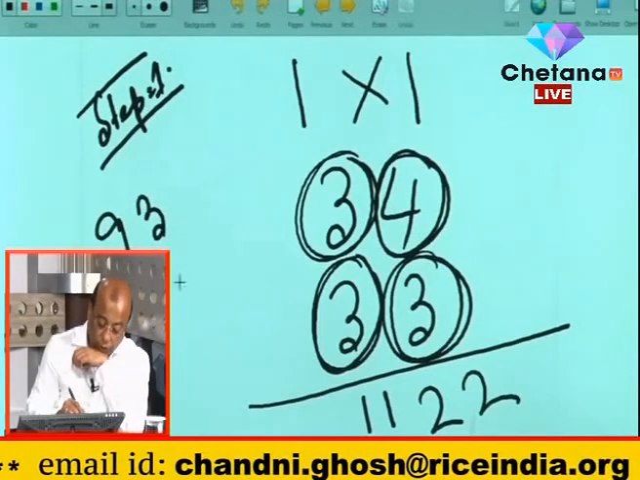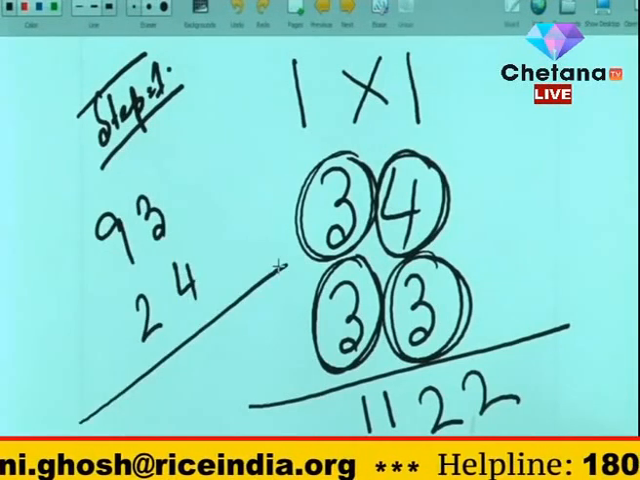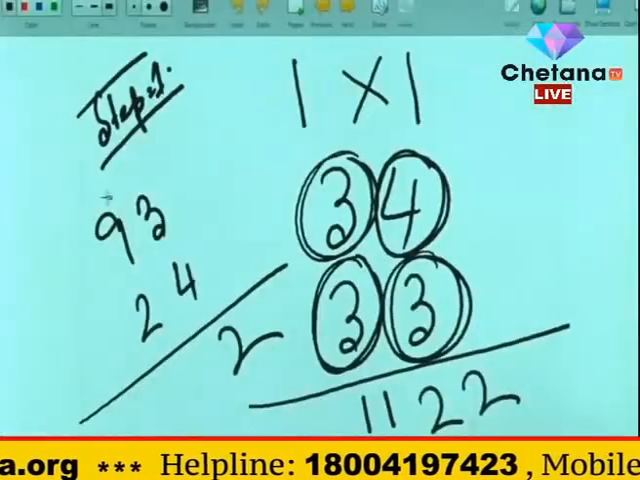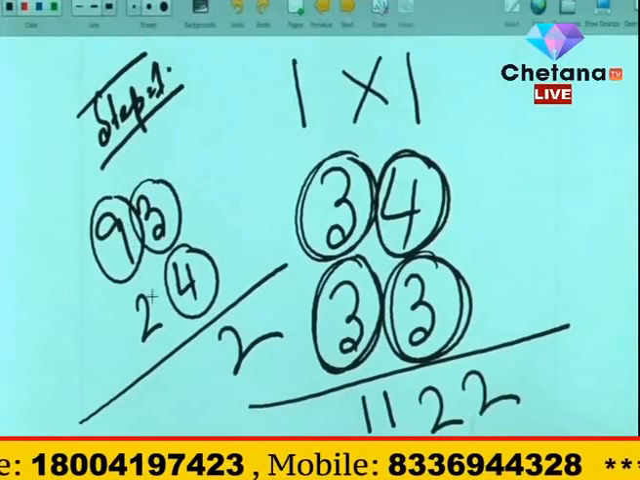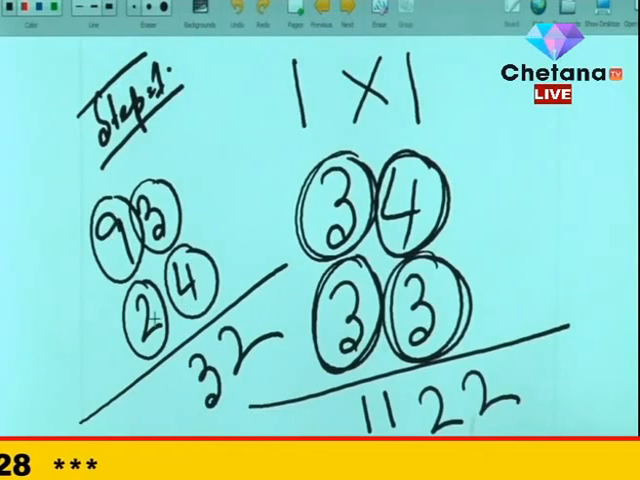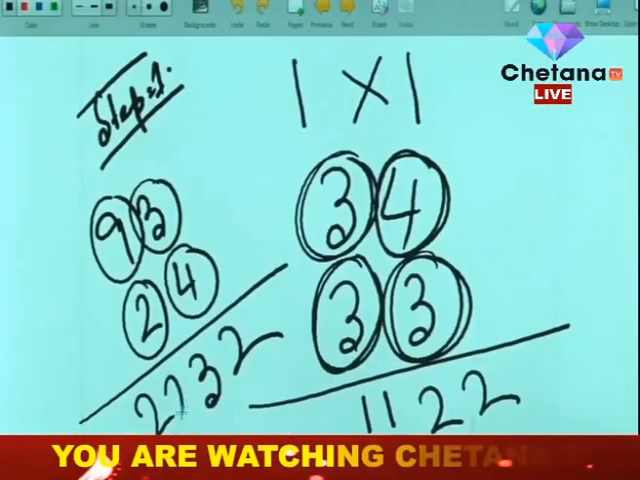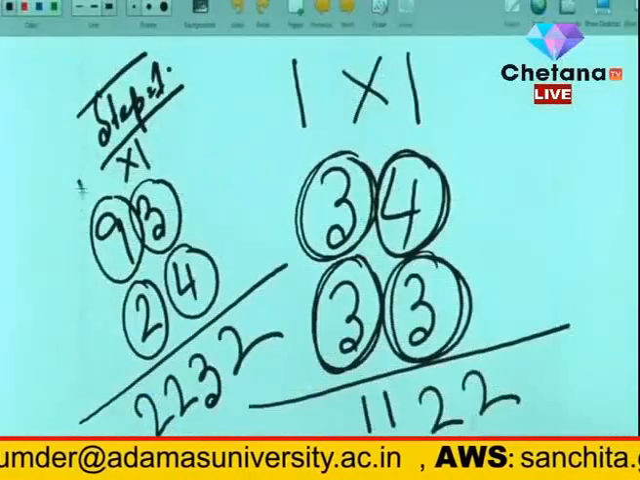93, 24. Straight. 3 into 4, 12, 1 in hand. 9 into 4, 36. 3 into 2, 6. 36 plus 6, 42 plus 1, 43. 4 in hand. 9 into 2, 18 plus 4, 22. That is the matter of 4 to 5 seconds. So yes, we have to take care about the speed of the calculations, but it will happen in the later part. Now we will focus only on the process and the methods, right? So first numbers is straight, next cross, and next straight.